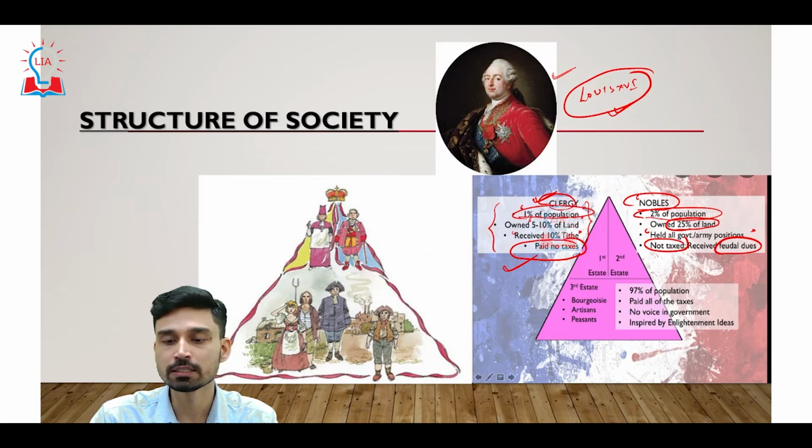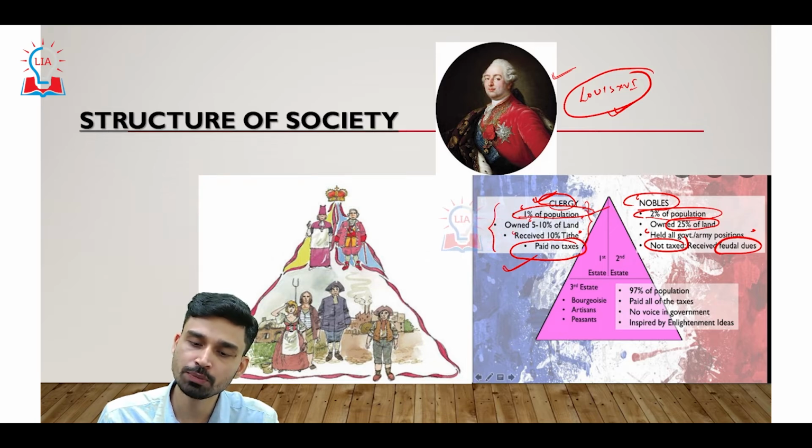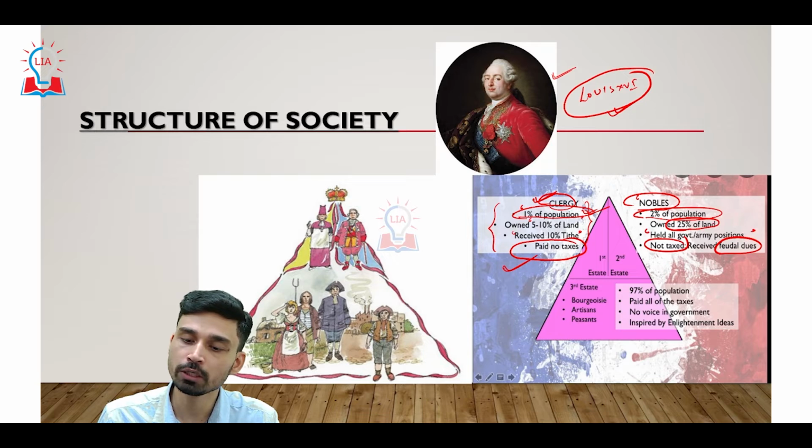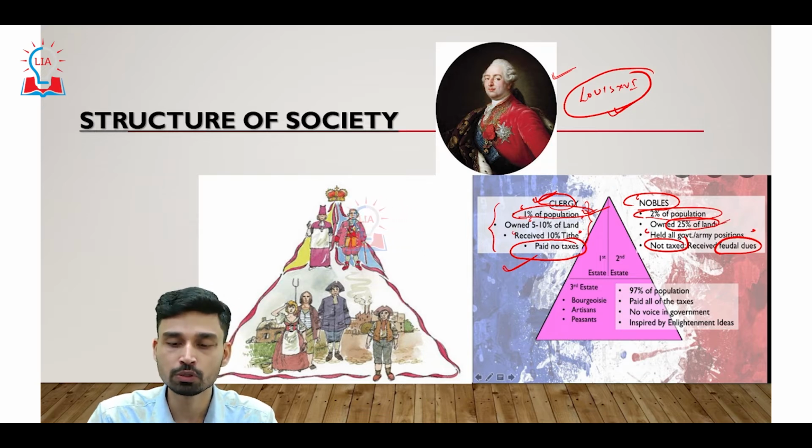So these two sections, basically we can say, clergy and nobles, as you can see, make up 3% of the French population. However, in terms of control over land, it was almost 45% of control, and they also had huge control over the tax revenues that were being generated by the farmers.